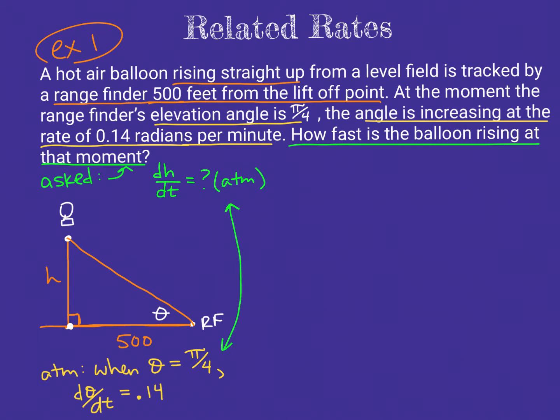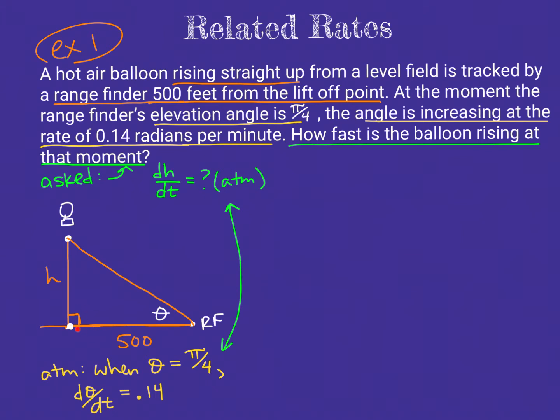So we need an overall equation so that once we take the derivative with respect to time of that equation, we can plug in the stuff that we know and answer the question being asked. Let's figure out what that equation should be. It needs to relate 500, h, and theta. Why does it need to relate those things? Because that's the stuff that we got. So let's think about what geometric equation can relate those things.